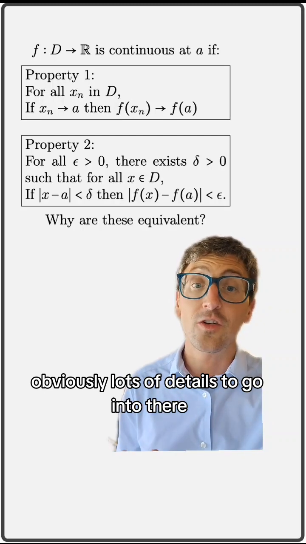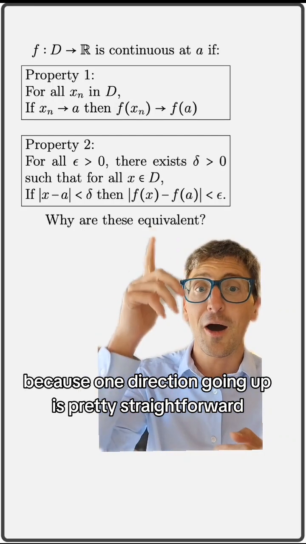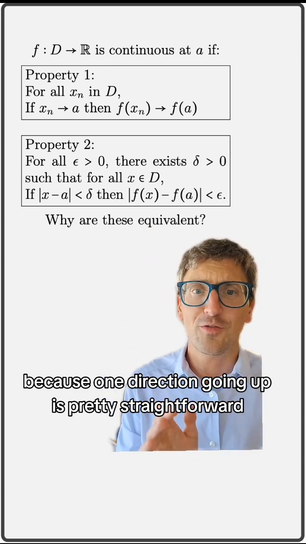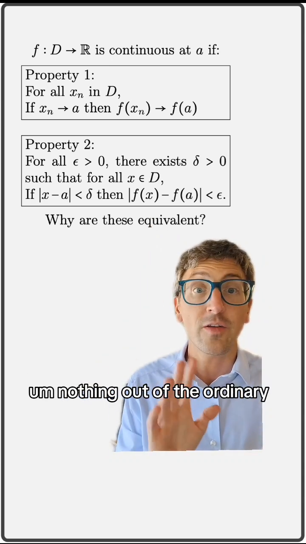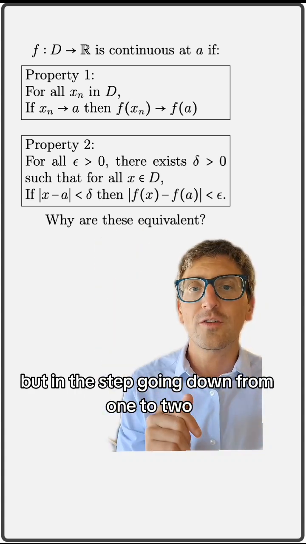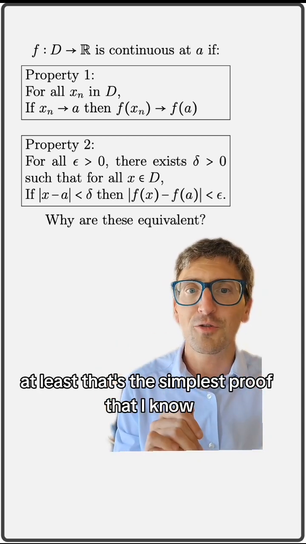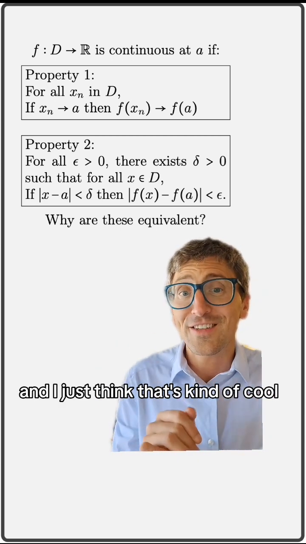Obviously, lots of details to go into there, but I love this proof because one direction, going up, is pretty straightforward. Nothing out of the ordinary there, just using what you have. But in the step going down from 1 to 2, we really do need that proof by contradiction. At least that's the simplest proof that I know. And I just think that's kind of cool.